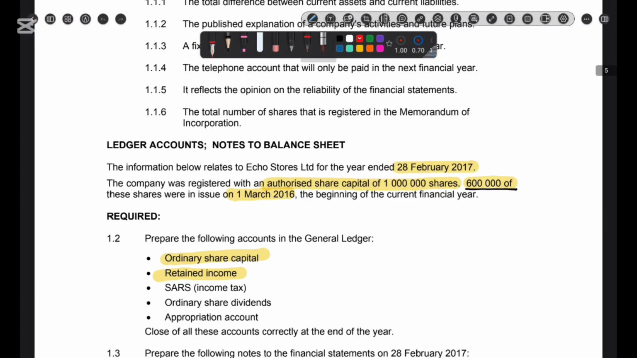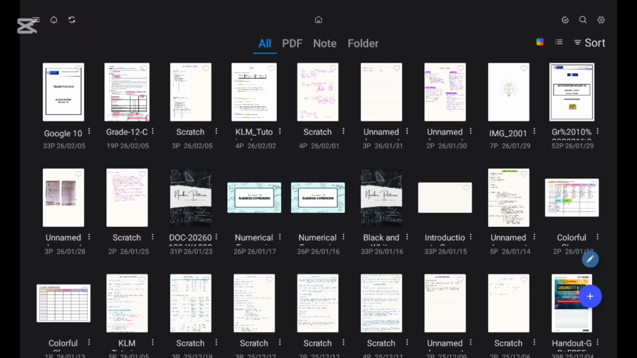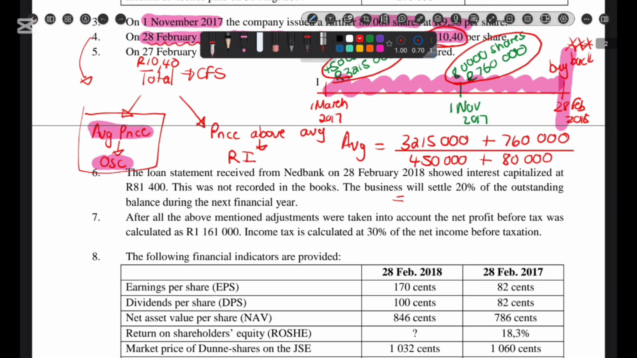If I go and put that into my calculator, I'm going to say 3,215,000 plus my 760,000, then divided by 450,000 plus my 80,000.